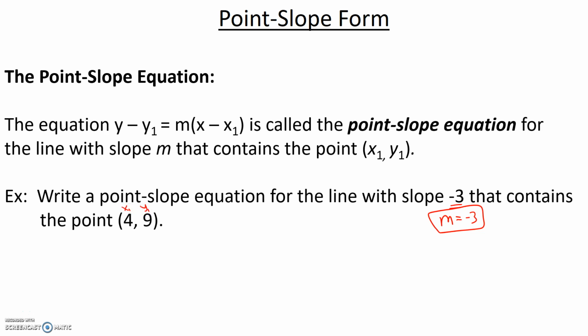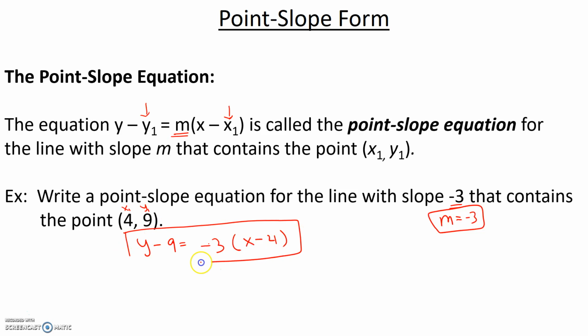In the point-slope equation, the m will be replaced with the slope, and the x1 and y1 will be replaced with the point that is on the line. The x and y will remain variables. In this example, y minus y1, which is 9, equals m, which is -3, times x minus x1, which is 4, will represent the point-slope equation of a line.